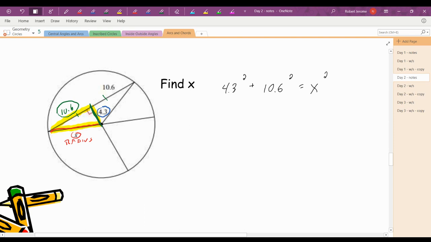So you're going to want your calculators handy here. So 4.3 squared is 18.49.